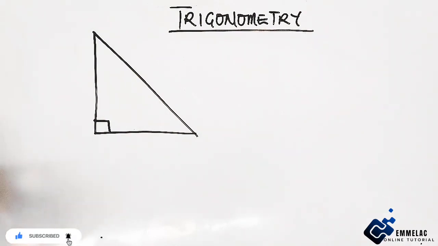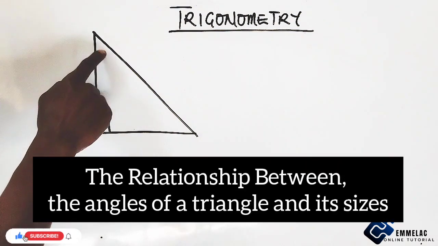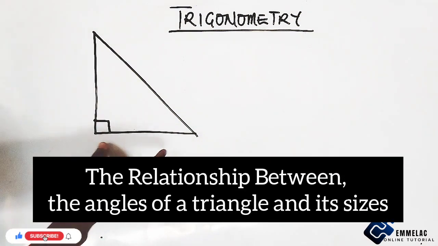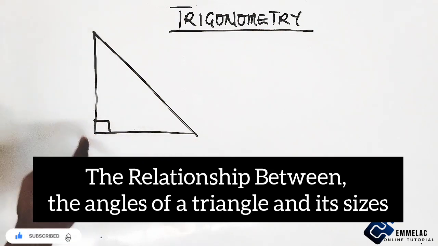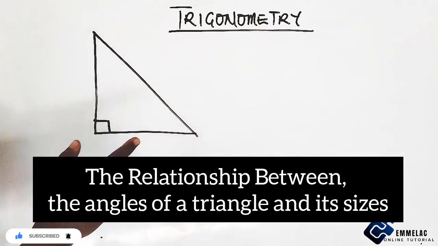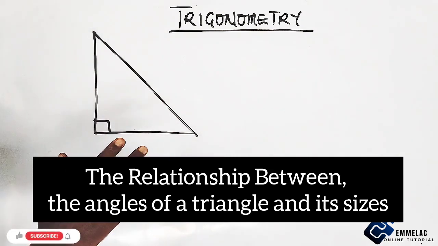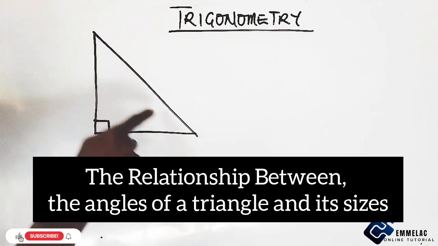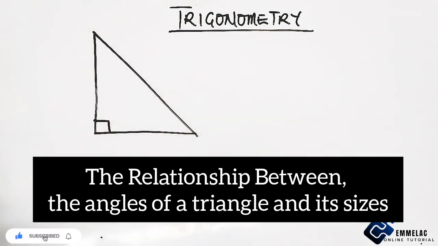Now basically, let us know what trigonometry is all about. Trigonometry talks about the relationship between the angles in a triangle and the sizes. I repeat that again: trigonometry is just the study of the relationship between the angles in a triangle and the sizes of the same triangle.